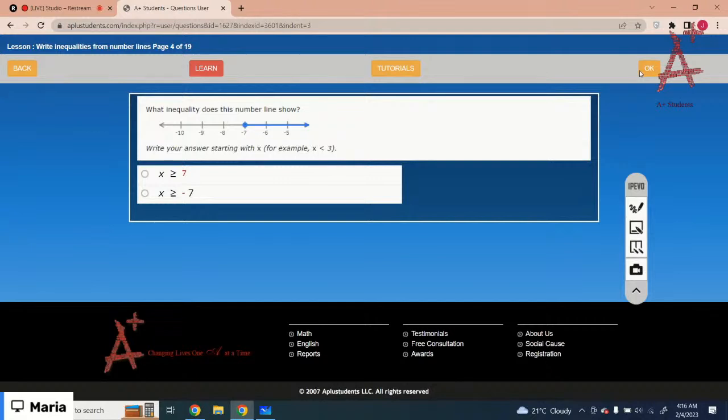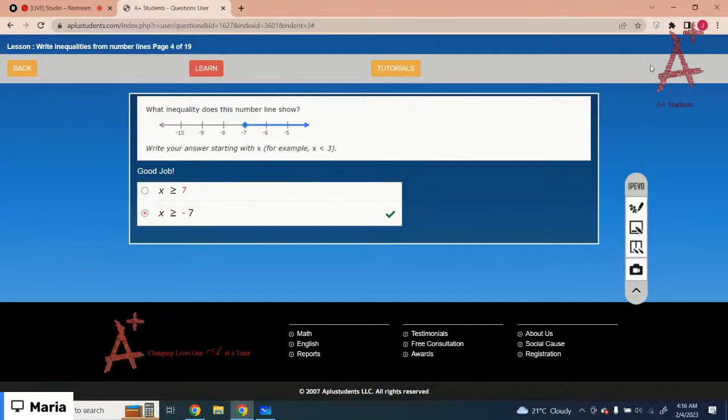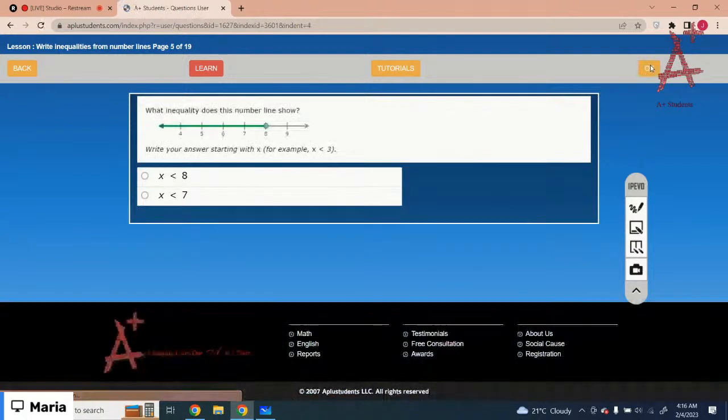So you have a filled in circle at 7. That means 7 can be equal to x. Got it? And also the graph is at the right hand side, with the arrow pointing to the right. That means all the values are greater than negative 7. So it is x is greater than negative 7. Option number 2 is the correct option. Got it? Because the graph is at the point negative 7, it would be x is greater than or equal to negative 7.